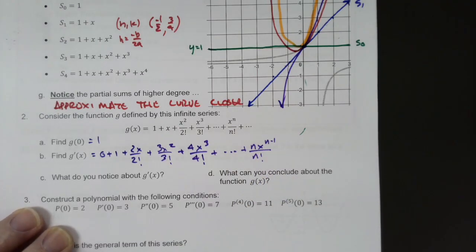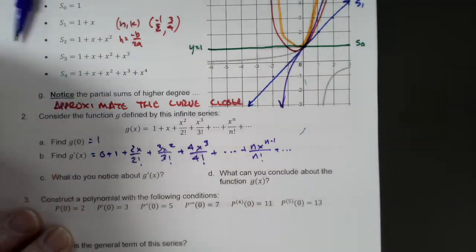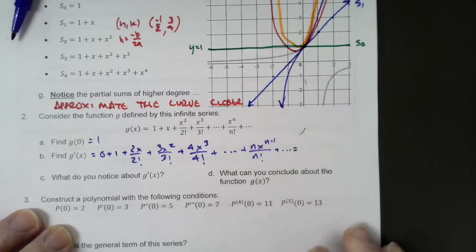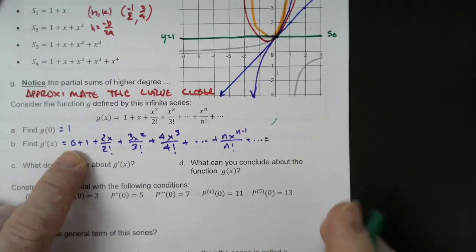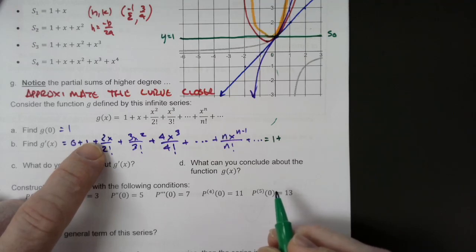Well, wait a second here. Put our dot, dot, dots. I think we all can see that this does simplify to what? 1 plus, what would be 2x divided by 2 factorial?